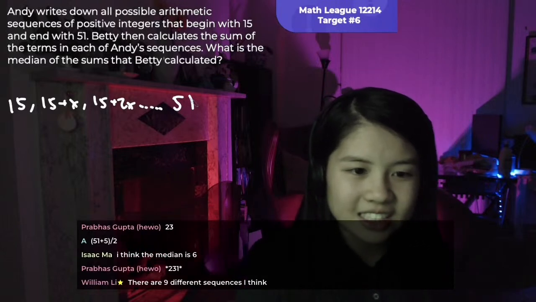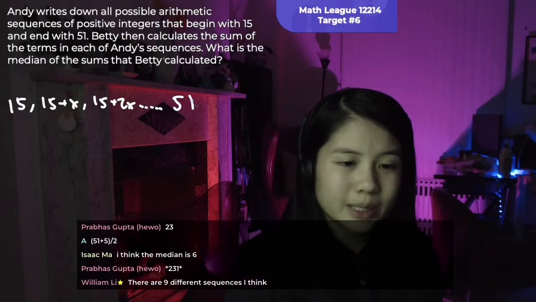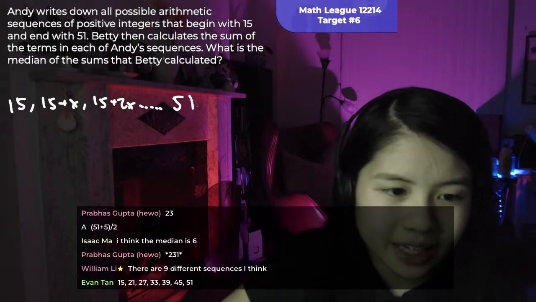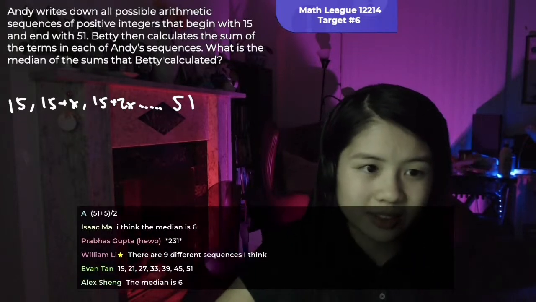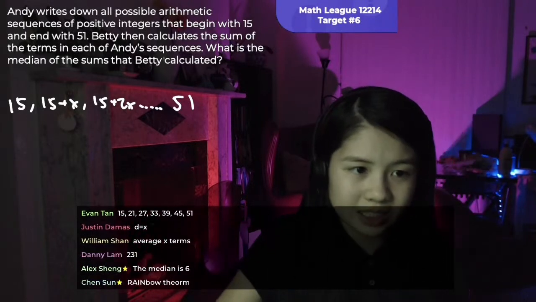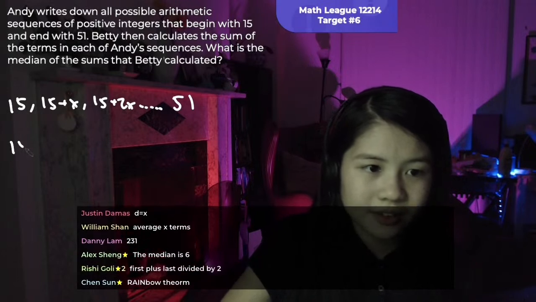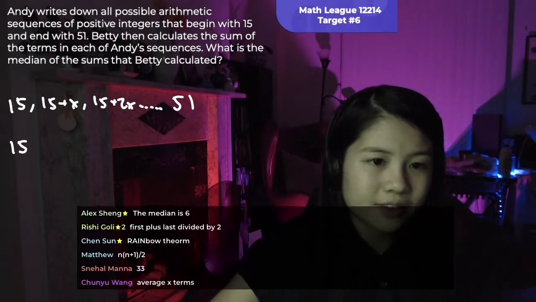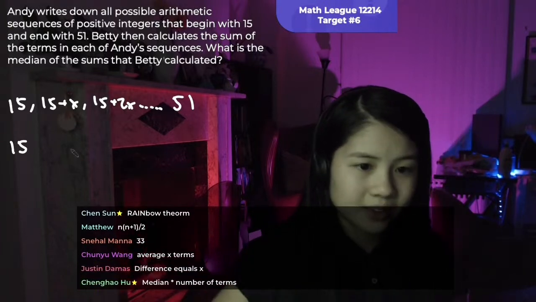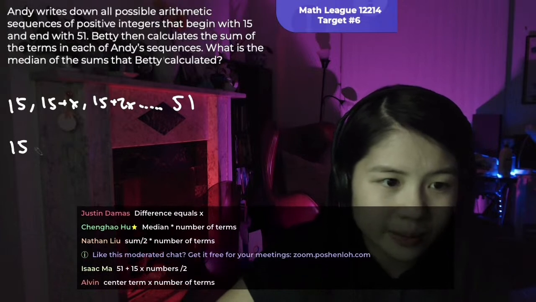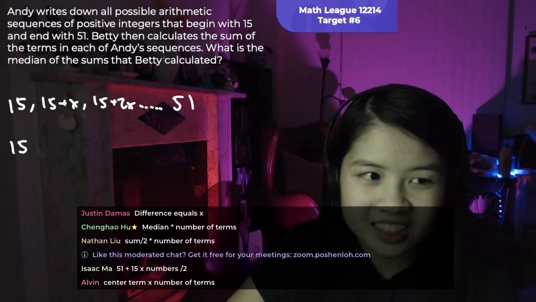Oh, A is saying something very interesting. I think you meant to type 51 plus 15 over 2. I wonder why they're saying 51 plus 15 over 2. It's actually because if you have an arithmetic sequence and 15 is the smallest number in the sequence and 51 is the largest number in the sequence. So yeah, the median of the terms would be 6.